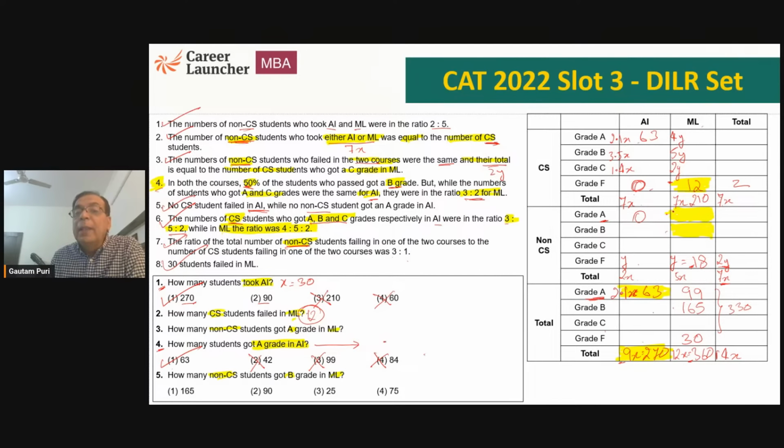And what will be the number of students who got A grade in ML, non-computer science? It will be 99 minus 4y. What was y? Y was 18. So 18 4s are 72. So how much is this going to be? This is going to be 99 minus 72, which is 27. So how many non-CS students got A grade in ML? 27. And 5y, 18 5s are 90. And what is this going to be? B grade in ML, non-computer science, 165 minus 90, 75. Correct answer, choice 4. So Zolo has a question.